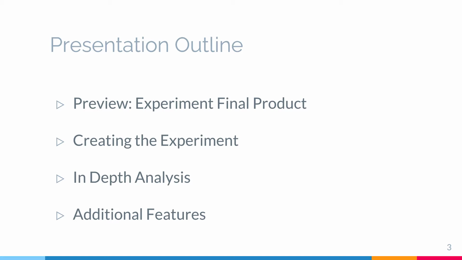Here's the presentation summary. First, I'll demonstrate what the final product should look like. Then, I'll run through the steps needed to create the experiment from scratch. Next, I'll explain those steps in further detail. Finally, I'll talk about some other things that you'll need to know in order to launch your first experiment on Experimaker.